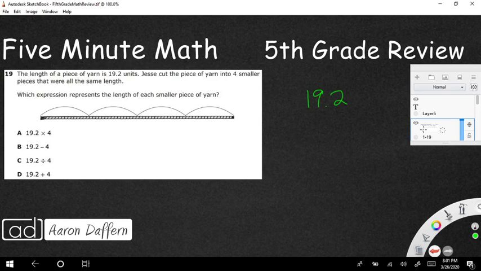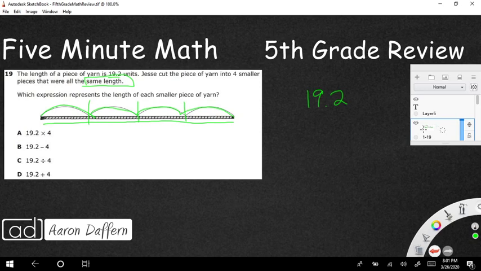So that's this right here, this entire length of yarn, 19.2, and it's cut into 4 smaller pieces that are the same length. That's going to be very important. So that's what these hops are supposed to be. So imagine it's like a number line and you made 4 jumps. 1, 2, 3, 4. Which expression represents the length of each smaller piece of yarn?